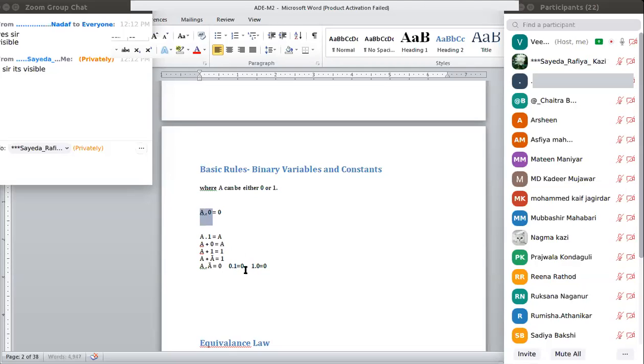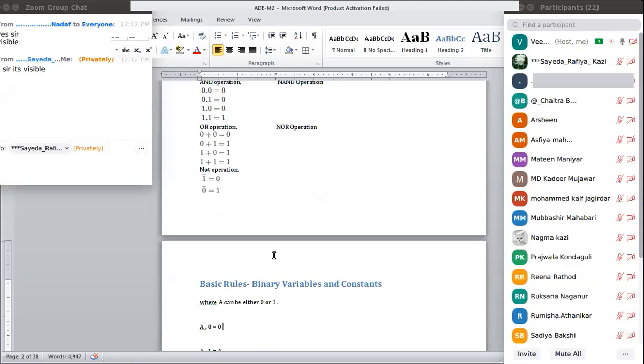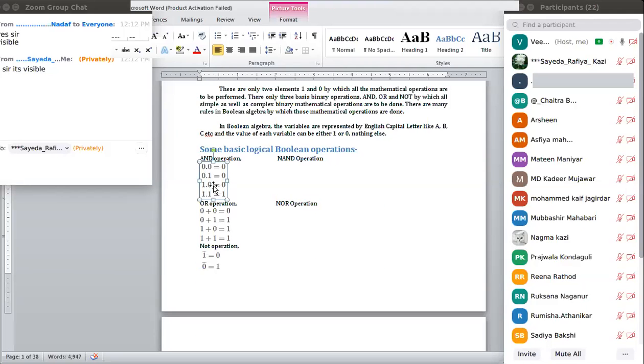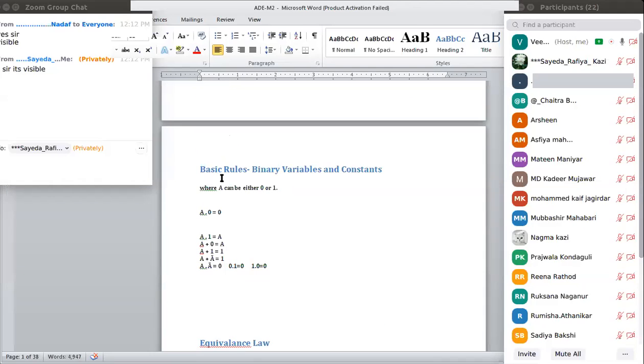A into 0, that is the AND operation. A may be 0 or 1, but the second variable is a constant here. The second number is a constant number here, which is 0. So anything into 0 is always 0. This is the AND operation that we have seen up here, right? See, anything into 0 is 0. If any one of the inputs is 0, the output is 0. That is the AND operation. So this is one rule.